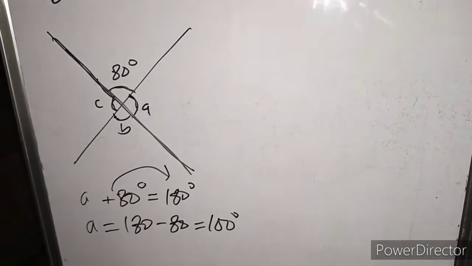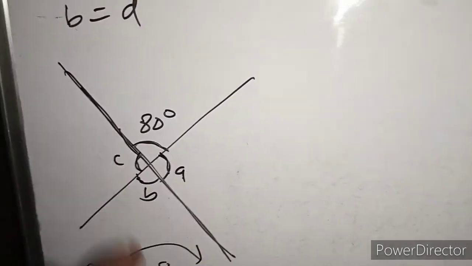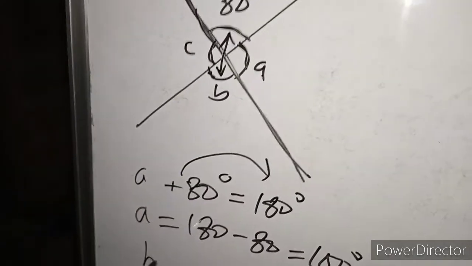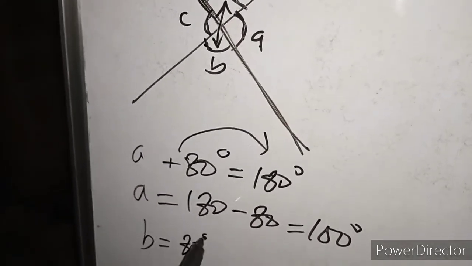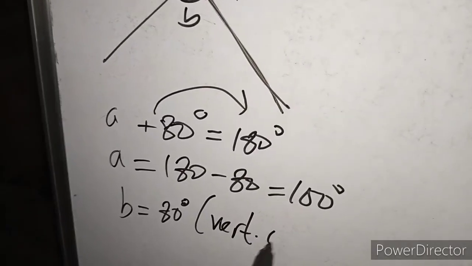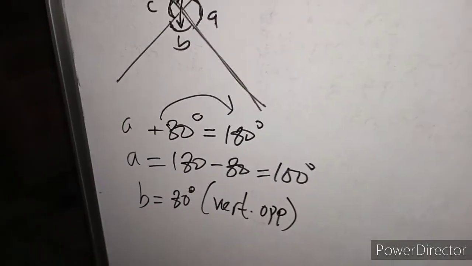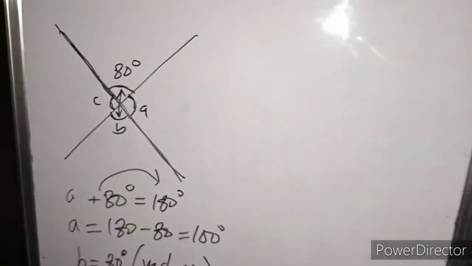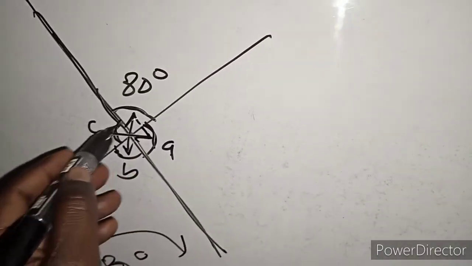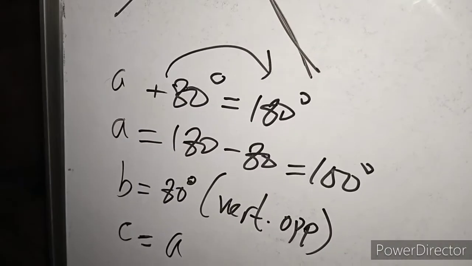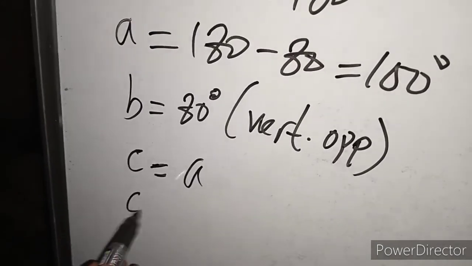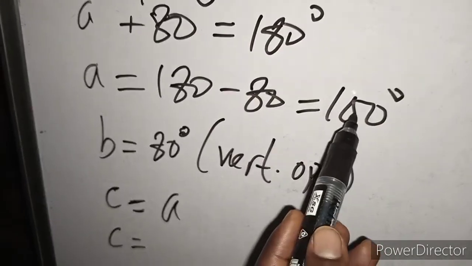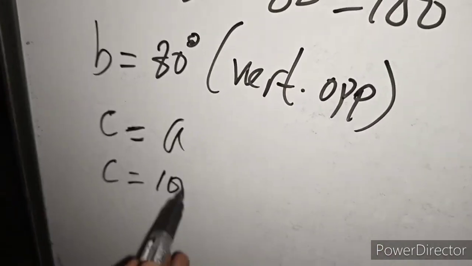Now, the next thing is to get B. If you look at the diagram, you see that B is facing 80 degrees. So B and 80 degrees are vertically opposite. So B is equal to 80 degrees because they are vertically opposite. Now, the next one is C. To get C is not difficult at all. Look at the diagram. You see that C and A are facing each other. That means C is equal to A because they are vertically opposite. But we have gotten the answer for A. From here, we solved A to be equal to 100 degrees. That means C is also equal to 100 degrees.